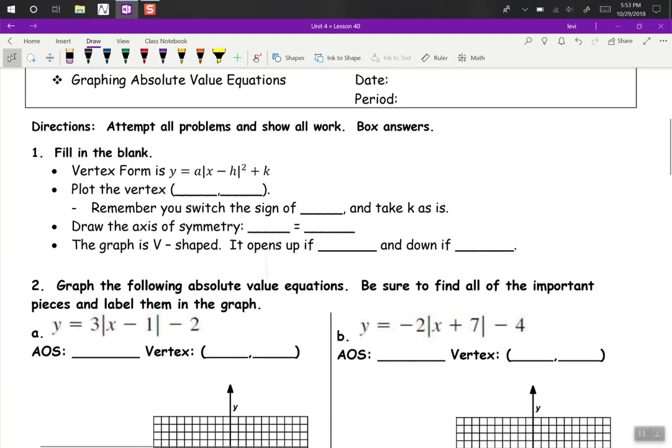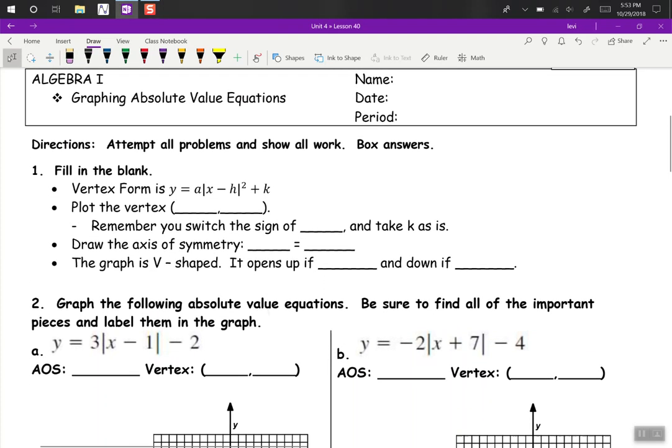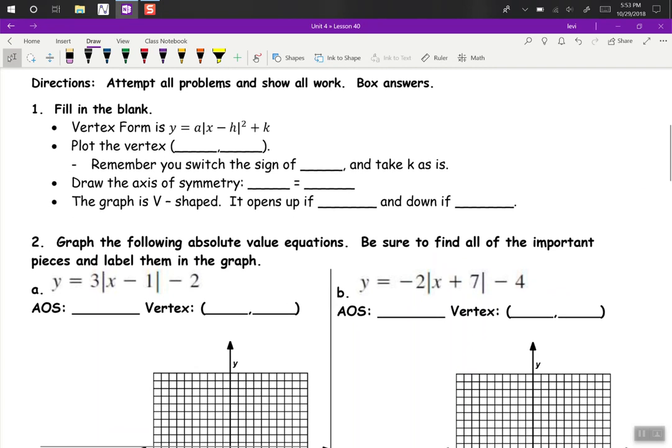This is homework 40, graphing absolute value equations. First, plot the vertex, and the vertex is labeled H and then K. Remember, you switch the sign of the H and take K as is. Draw the axis of symmetry, and that's X equals whatever your H value is, so X equals H. And then the graph is V-shaped.